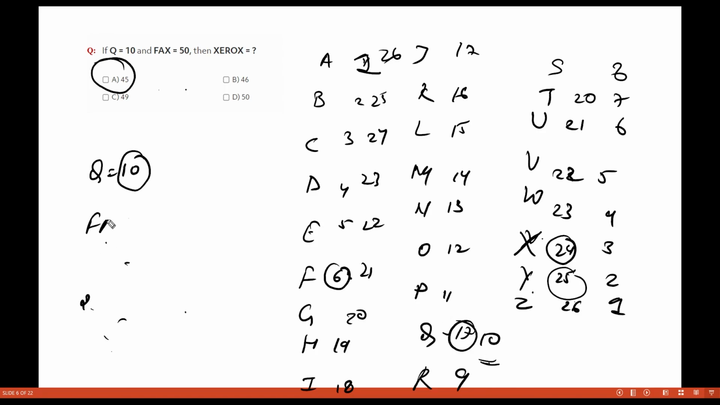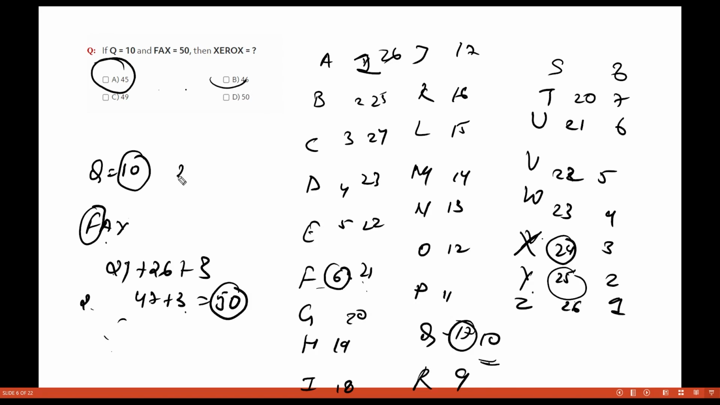Then you have Fax. So what is F according to this new series? F is 21. What is A according to this? A is 26. And what is X according to this? 3. Now 21 plus 26 is 47, 47 plus 3 is 50. So now we got it.